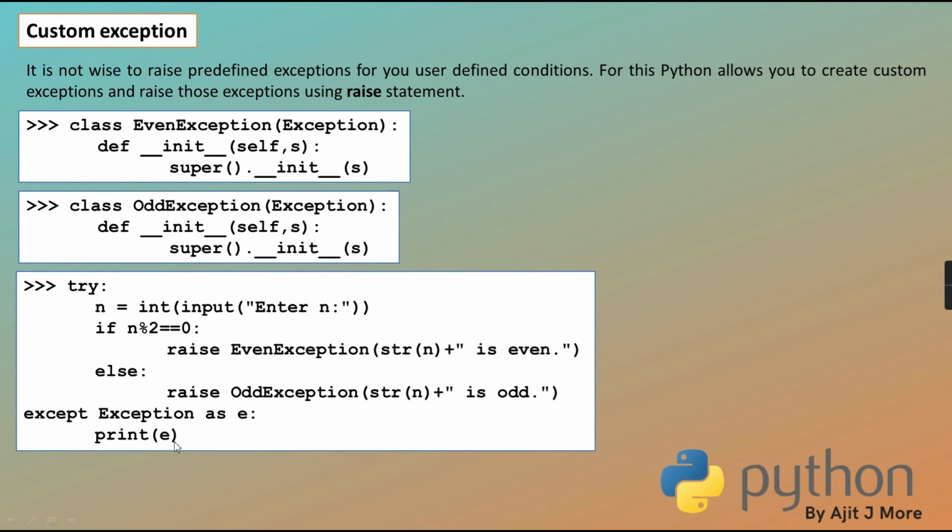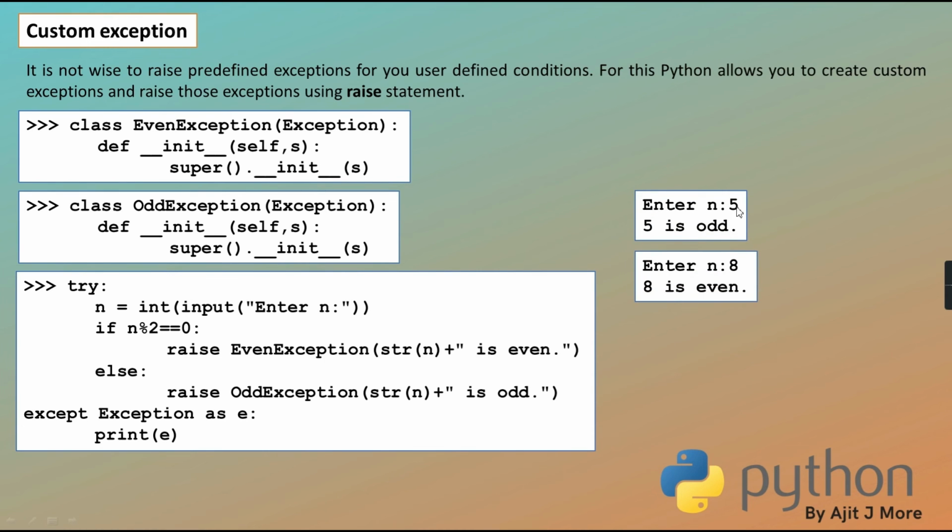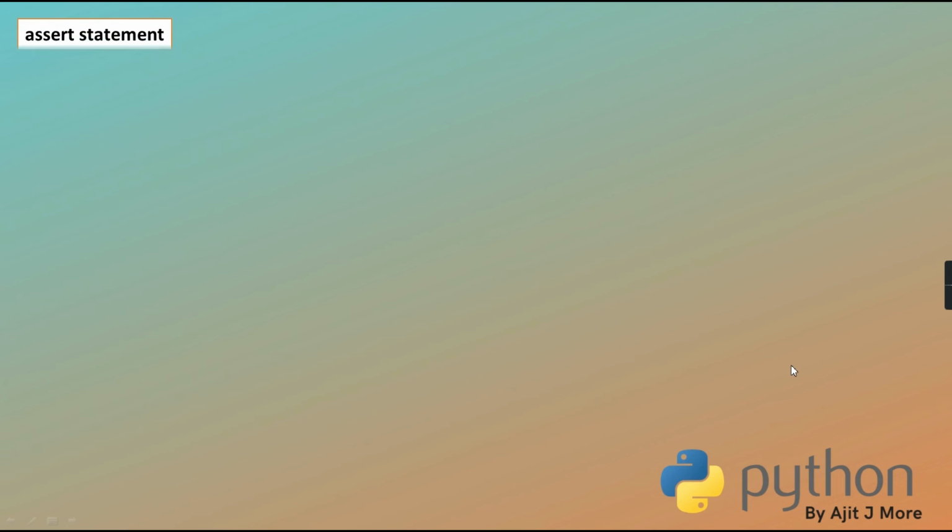When you pass this object to print, there is a call to the magic method __str__, and that __str__ will return the same string which is given to the constructor. Depending on the input, if it is 8, it's even; if it is 5, it's odd, and the odd exception is raised. Clear? Yes or no?